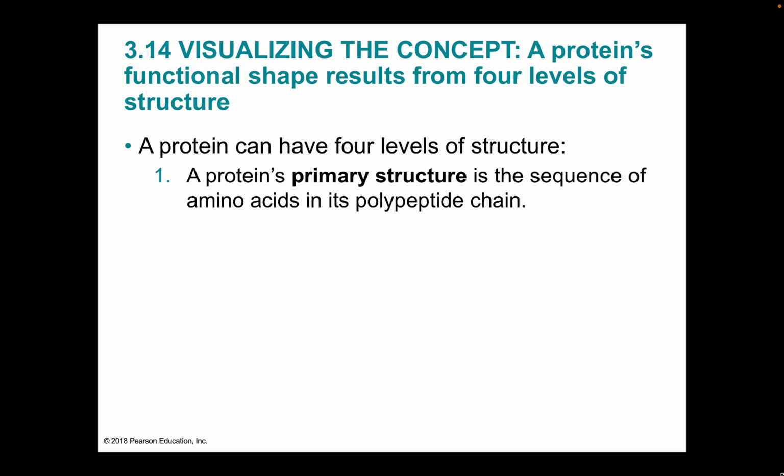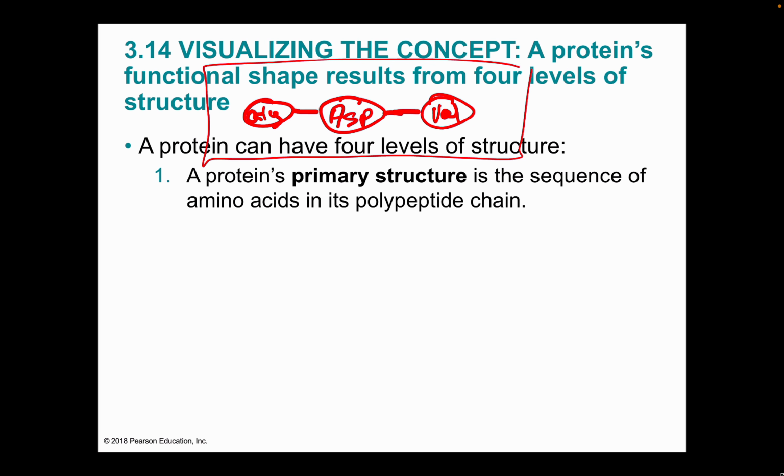So if I have a glycine, and that glycine is bonded to an aspartic acid, which is then bonded to a valine, and I'm just shorthand drawing these as circles, right? This basic sequence is referred to as the protein's primary structure.